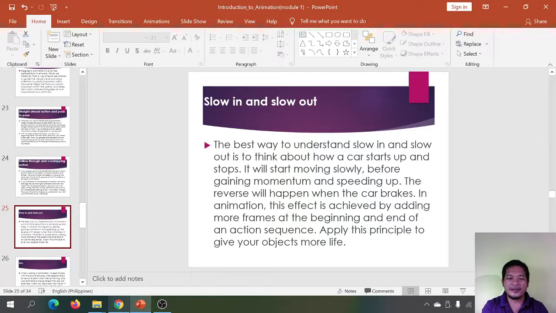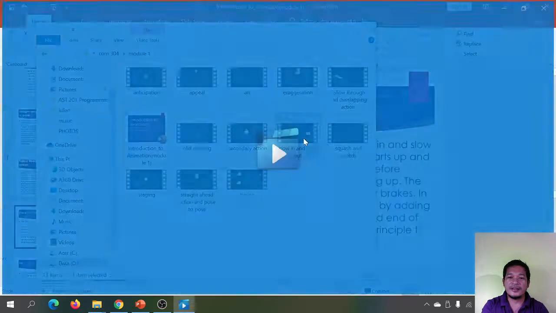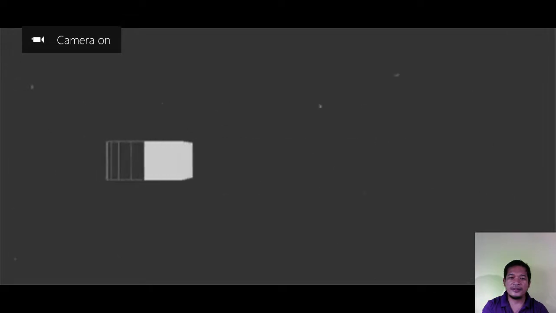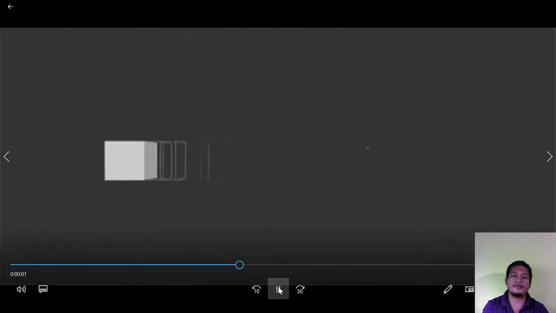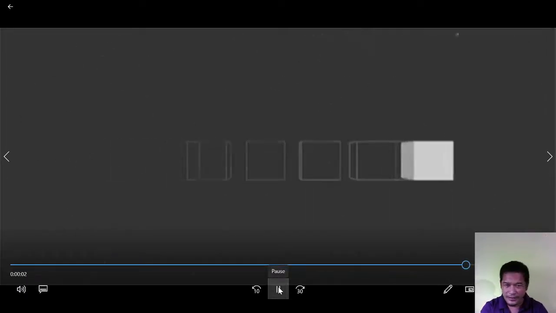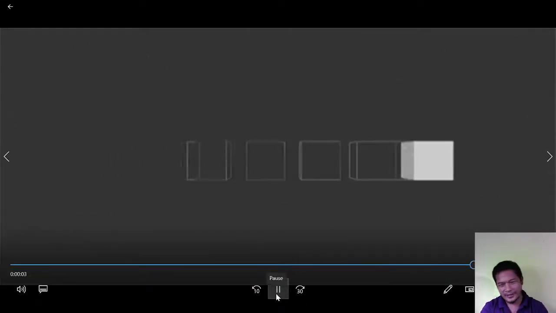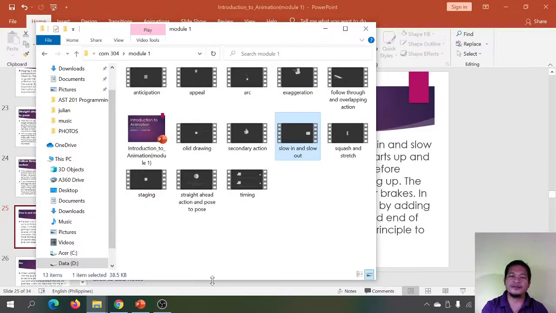Okay, slow in and slow out. Example for the slow in and slow out. Okay, this one is a sample. So this is slow in and slow out. Slow out, slow in. So, those are the samples of the slow in, slow out principle of animation.